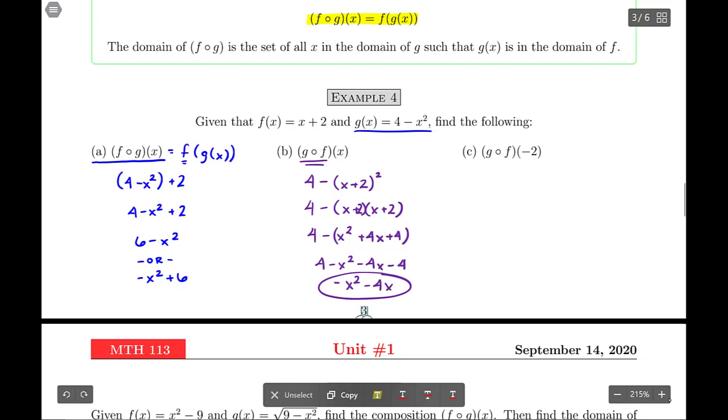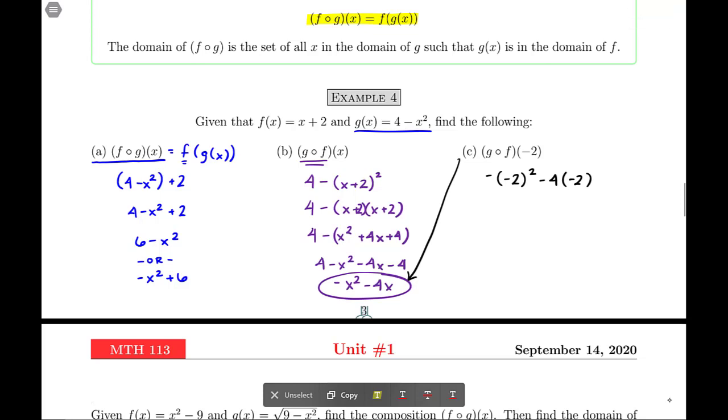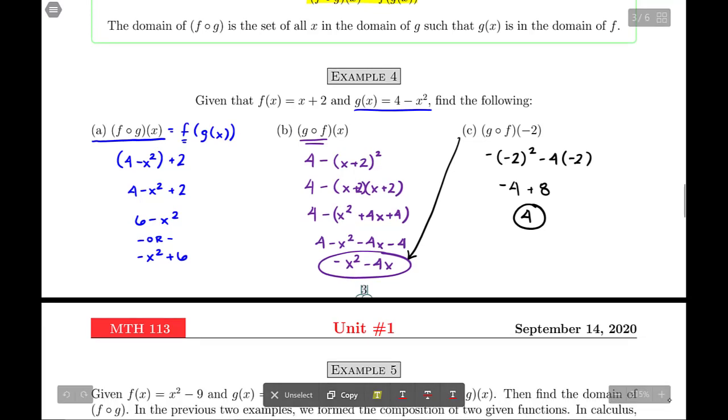And then finally for part C, it says evaluate g of f of negative 2. So we just take what we did in part B, this is g of f, and now we replace x with negative 2. So we have negative, replace x with negative 2, and replace x with negative 2 again. Negative 2 squared is 4, but we have that negative outside the parentheses. Negative 4 times negative 2 is positive 8. Negative 4 plus 8 is 4. So there is a quick example of how to do composition, just simply placing a function inside of another function.